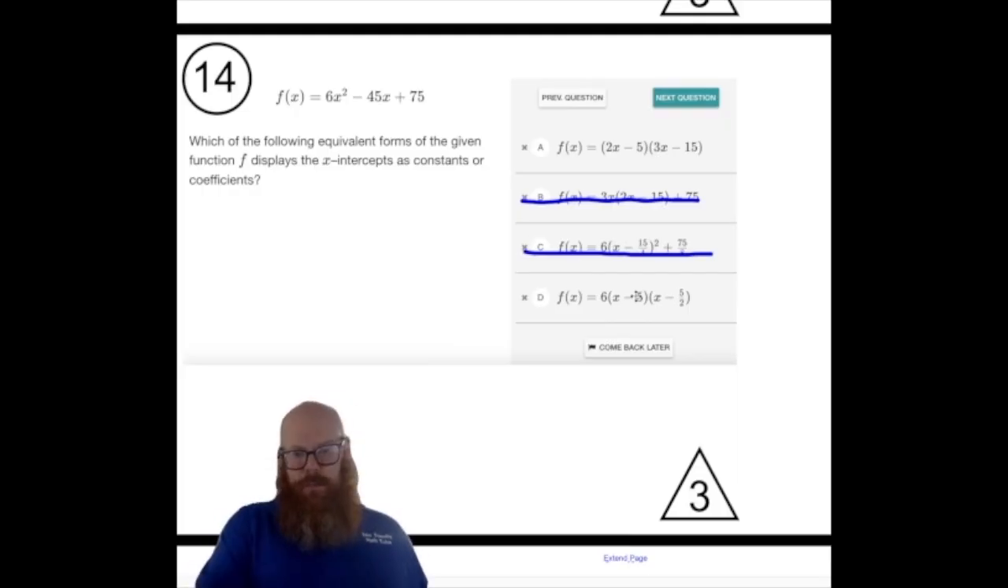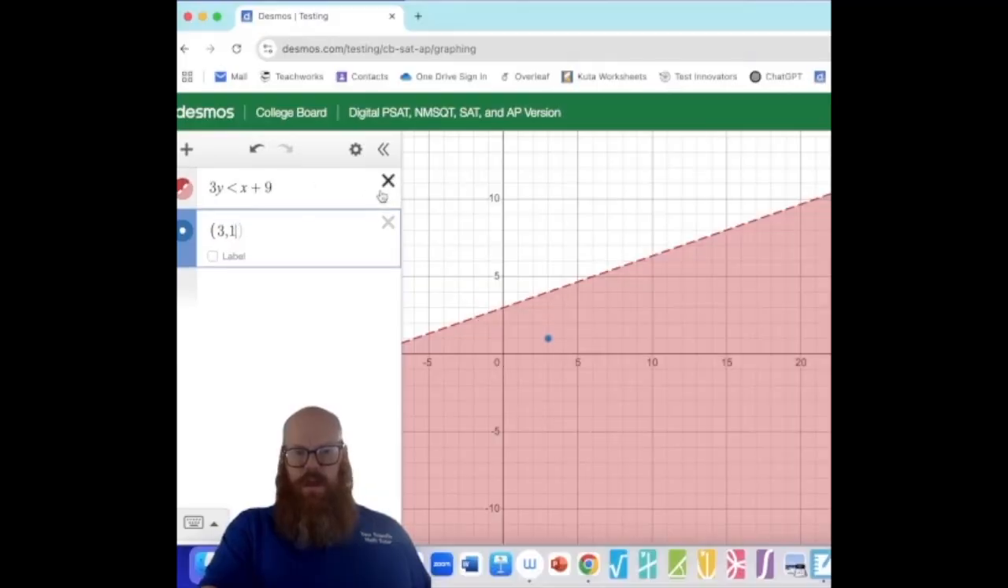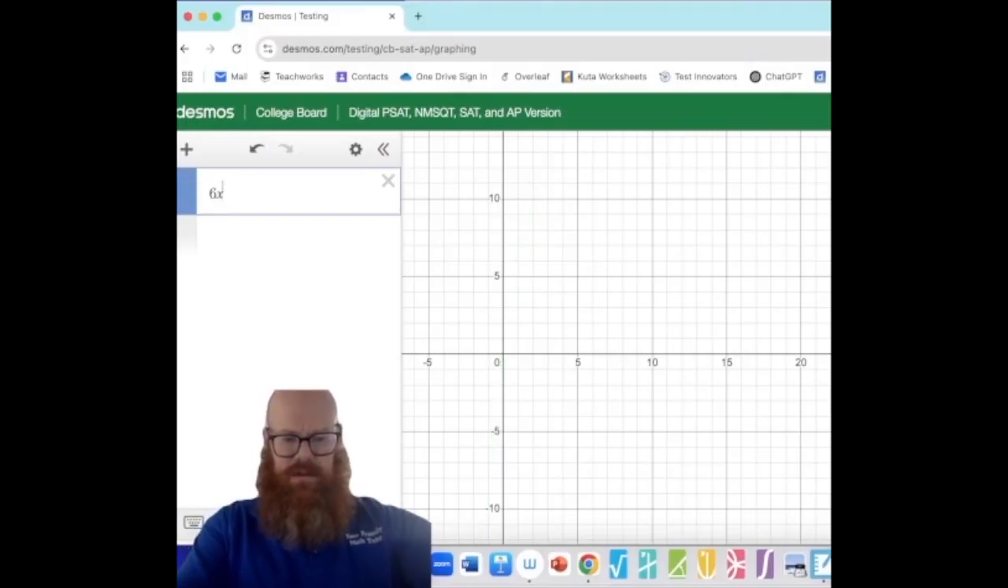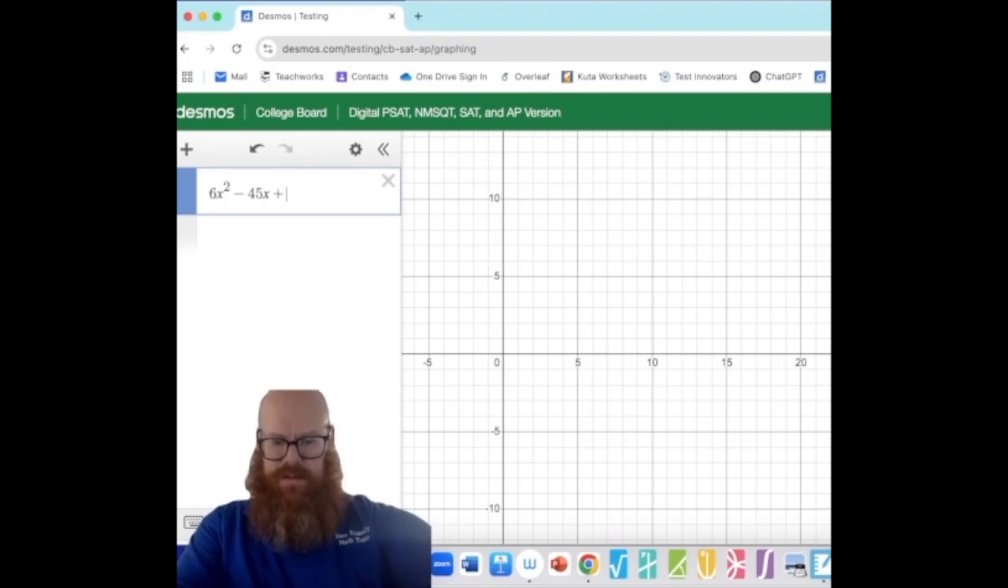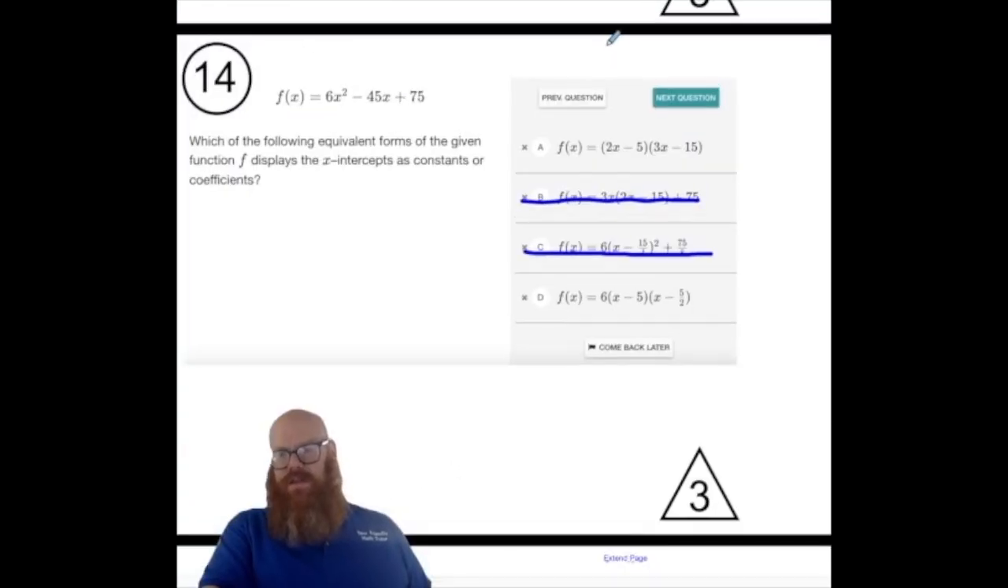So I'm going to jump over to Desmos, and what I'm going to do is just find the x-intercepts. So I hop in the Desmos, and I go 6x squared minus 45x plus 75. And I look at the x-intercepts. They are 5 and 2.5. Now I just look at the answers. They both are probably factored correctly, so that's why I don't want to factor this. What I want to do is I want to look for 5.